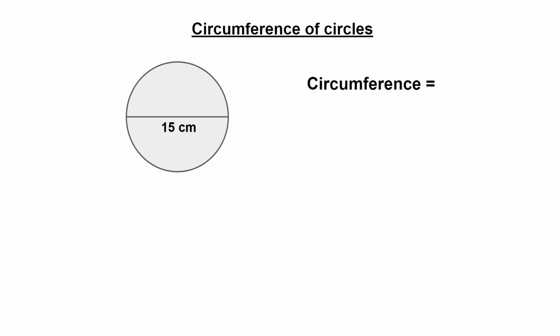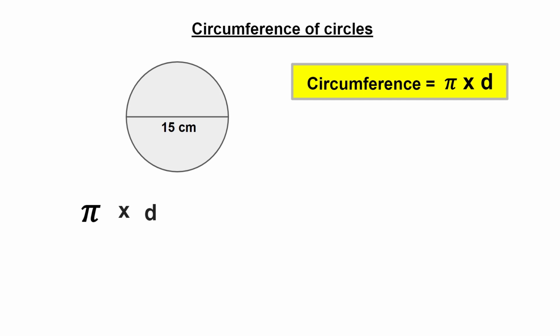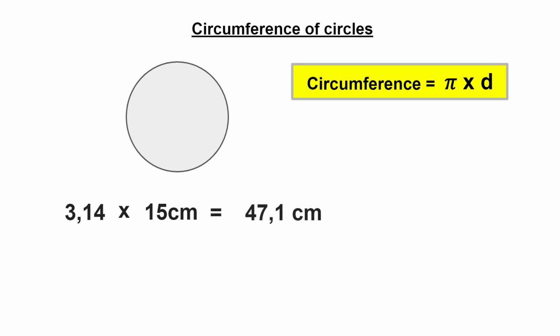So let's try calculating the circumference of another circle. This time, the diameter of the circle is 15 centimeters. Now remember, to calculate the circumference of any circle, we can use the formula pi multiplied by diameter. So let's write out our formula and plug in the correct information. Pi, as you know, is 3.14. And the diameter of our circle here is 15 centimeters. And 3.14 multiplied by 15 equals 47.1 centimeters, which is the circumference of the circle.